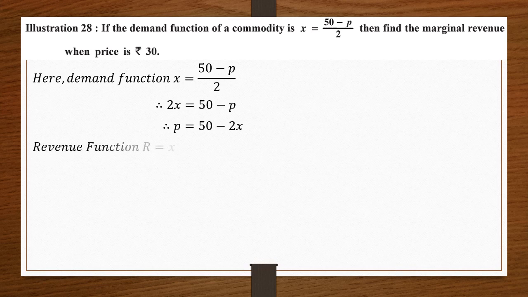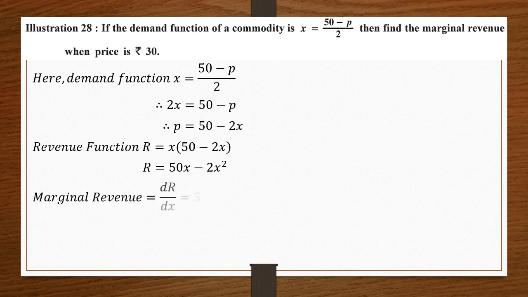The revenue function will be X into (50 minus 2X) because it is X into P. So R is 50X minus 2X square. Okay. Next we need the marginal revenue function, that is dR upon dX, that is 50 minus 4X.